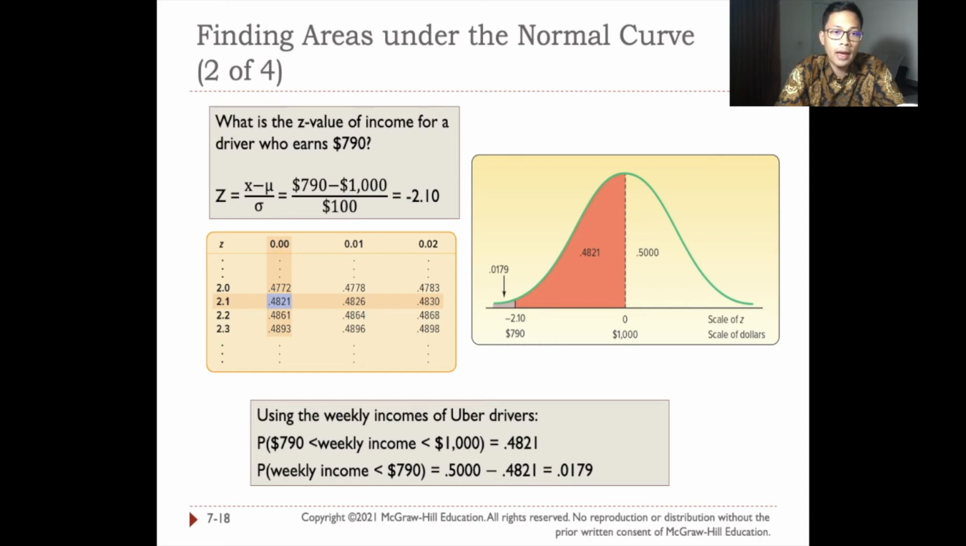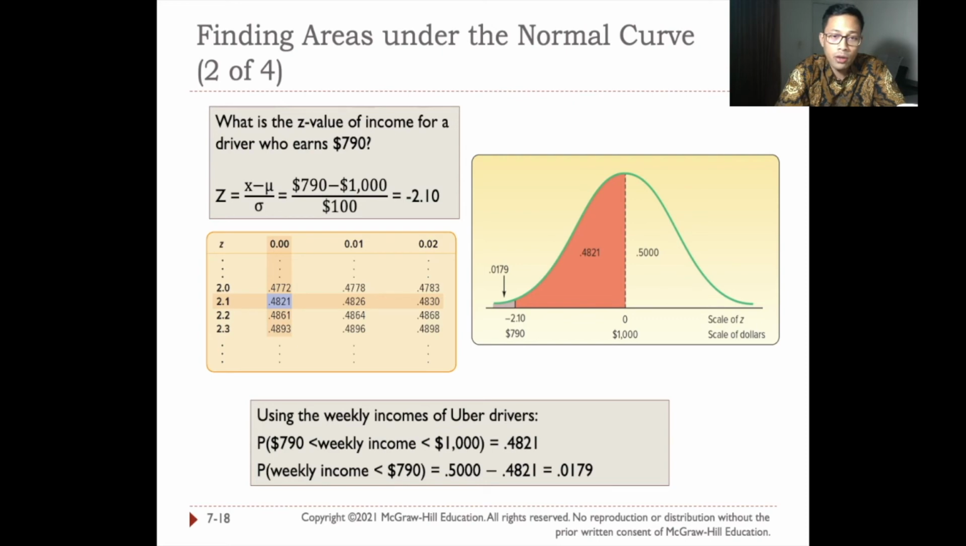So for a z-score of negative 2.1, the probability of the shaded area from 0 until negative 2.1 is going to be 0.4821. Now, we're interested in two probability values depending on the question. The first one is, what's the probability that the weekly income is between 790 and 1,000? The probability is just the orange shaded area, which is 0.4821.